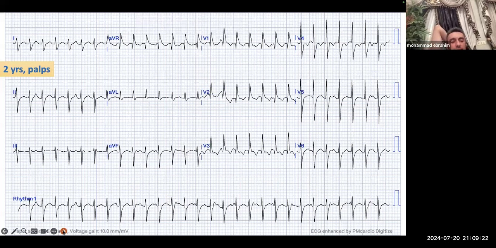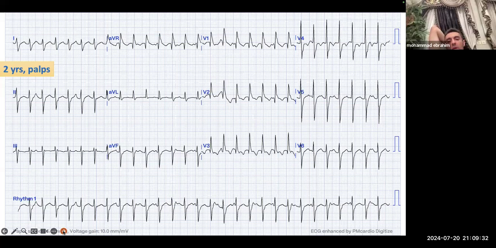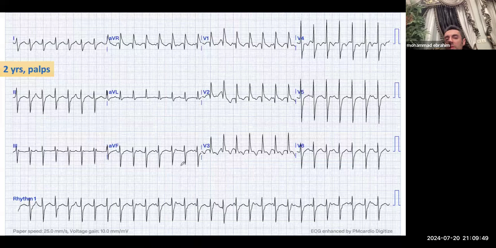So what do you guys see? Wide complex tachycardia. Okay, wide complex tachycardia. Of course, the QRS duration depends on the patient's age. The smaller the patient is, the narrower the QRS; the bigger the patient is, the wider the QRS. So you have to look up the numbers. But in this case, it's definitely wide.